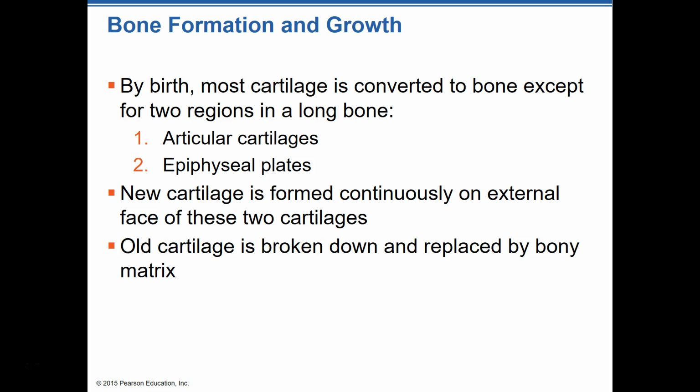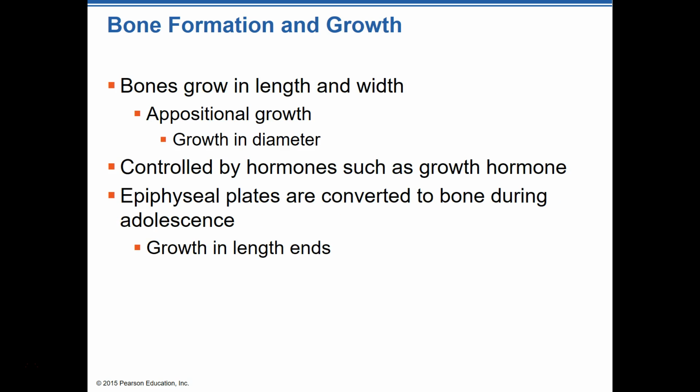Old cartilage is broken down and replaced by a bony matrix. So as more of this cartilage grows, more of it is actually replaced by a bony matrix. It's broken down and replaced. This causes a growth in the length and the width of a particular bone. It grows in diameter as well. This is controlled by hormones such as the growth hormone. The epithelial plates are converted to bone during adolescence, and the growth in the bone ends.